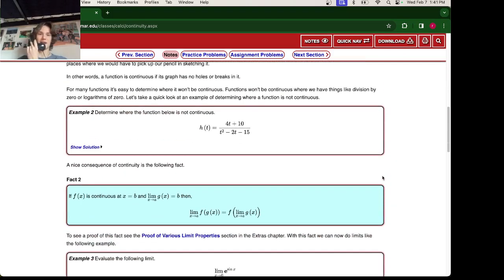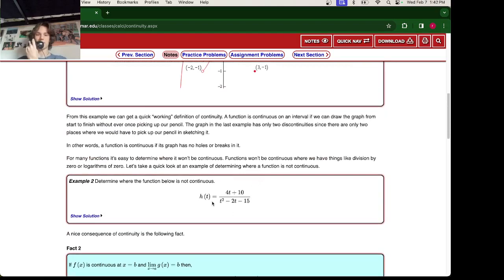I don't really speak that. Okay, so this is not continuous. So when you look at a normal function and it's a rational function, so it has something at the bottom, and you're like, oh man, the very bottom of it can't equal 0. Does that make sense?